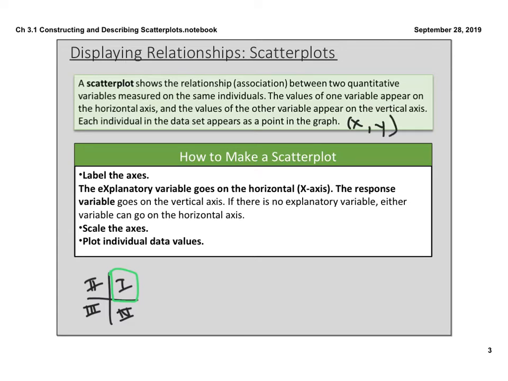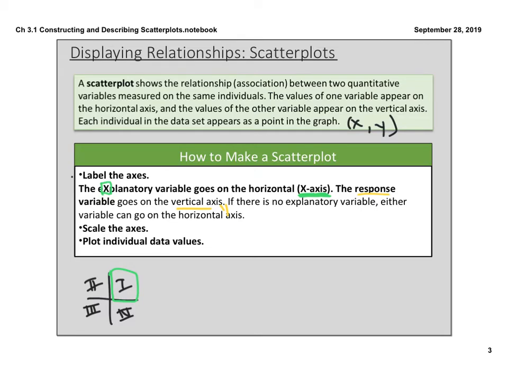When you make your scatter plot, you're going to label your axes, tell us what the x-axis is, tell us what the y-axis is. The explanatory, do you like that right there? See how the word explanatory has an x in there? That's going to be on our x-axis. And then the response variable is going to go on the vertical axis or the y-axis. If there's no explanatory variable, then either variable can go on the horizontal axis. Sometimes you don't know what the explanatory variable is. It's like the chicken or the egg, what came first. And so then you just pick one.